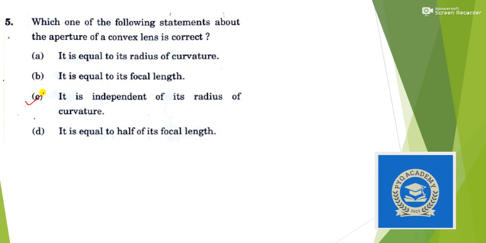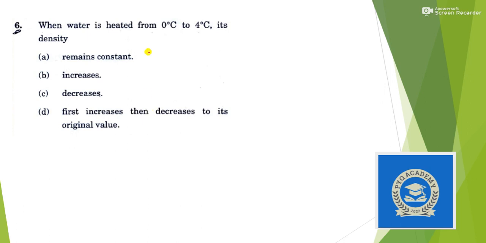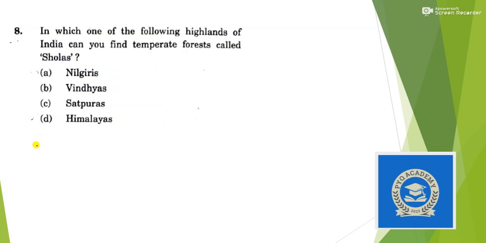Next, which one of the following statements about the aperture of a convex lens is correct? It is independent of its radius of curvature. Answer is option C. Next, when water is heated from 0 degree centigrade to 4 degree centigrade, its density increases. Next, the acceleration due to gravity at the Earth's surface depends on both its mass and radius. Option C.